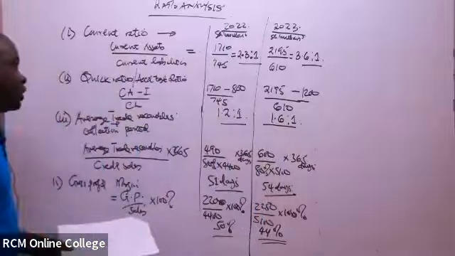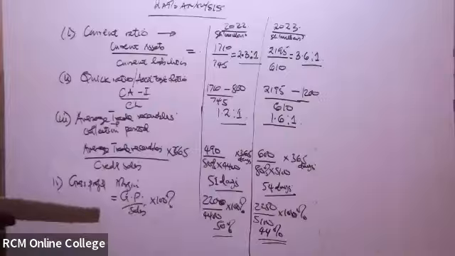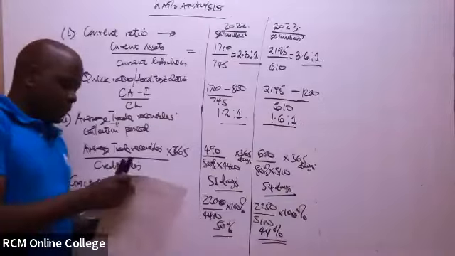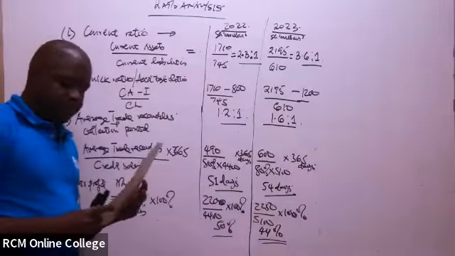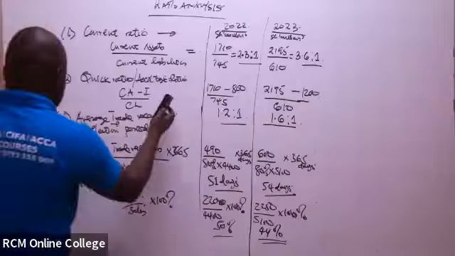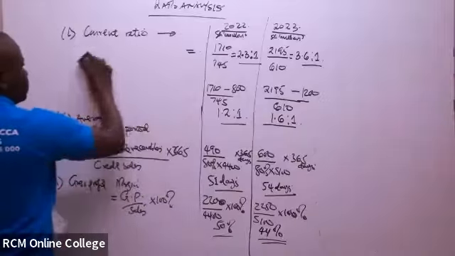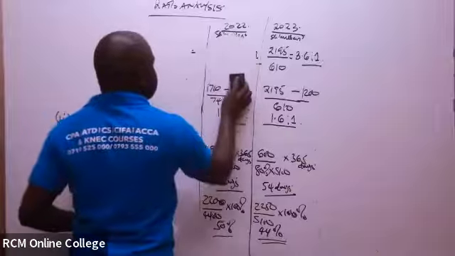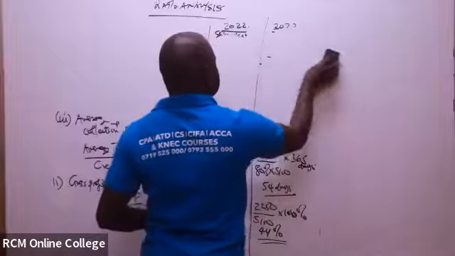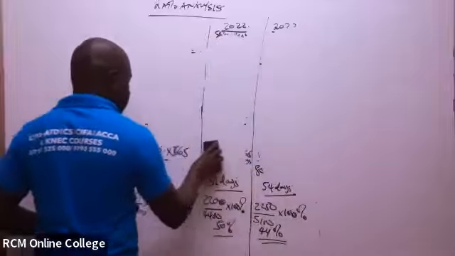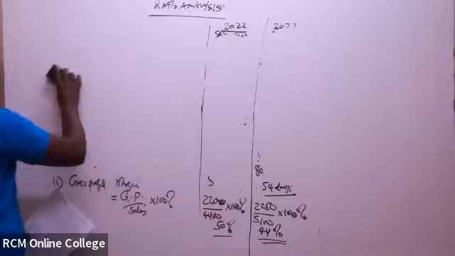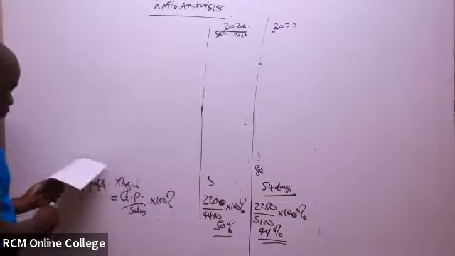So the gross profit margin in 2022 is actually a bit higher compared to 2023. So we can go to the next one. The next one in this case is the interest cover ratio.